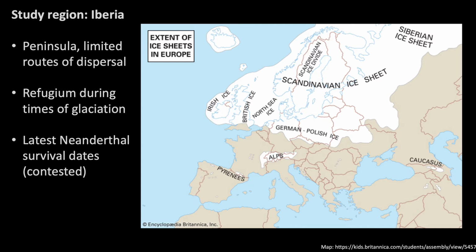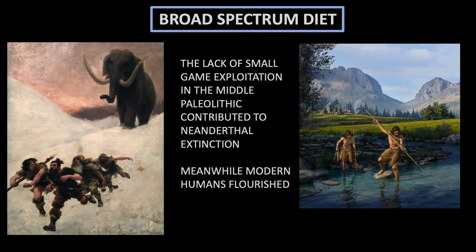Many models have been proposed for the replacement of Neanderthals by modern humans in Iberia, but I will focus on one in this presentation: diet choice. One way in which questions of Neanderthal extinction have been addressed is through studying the diets of modern humans and Neanderthals using zooarchaeology, the study of the animal remains that are recovered from archaeological sites.